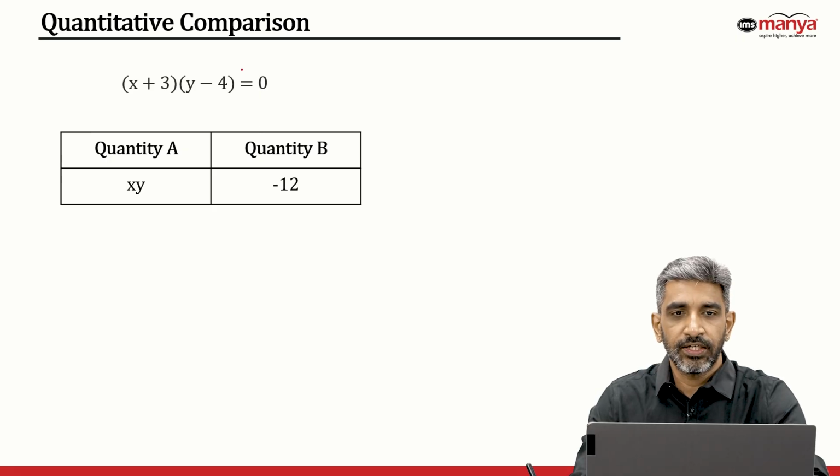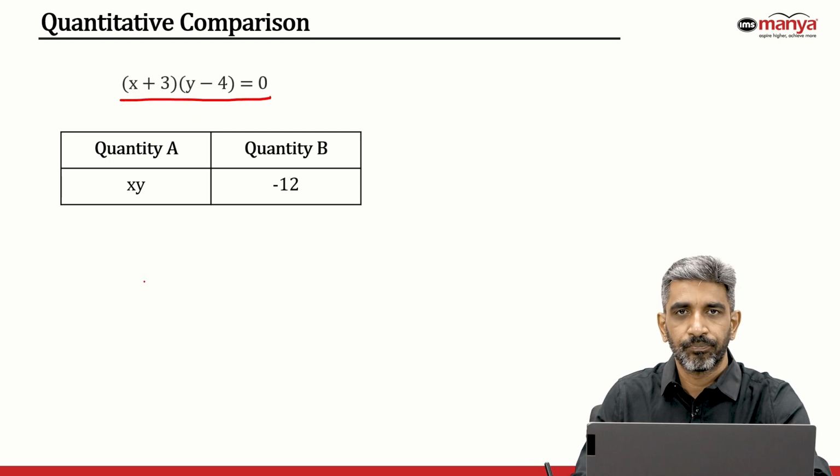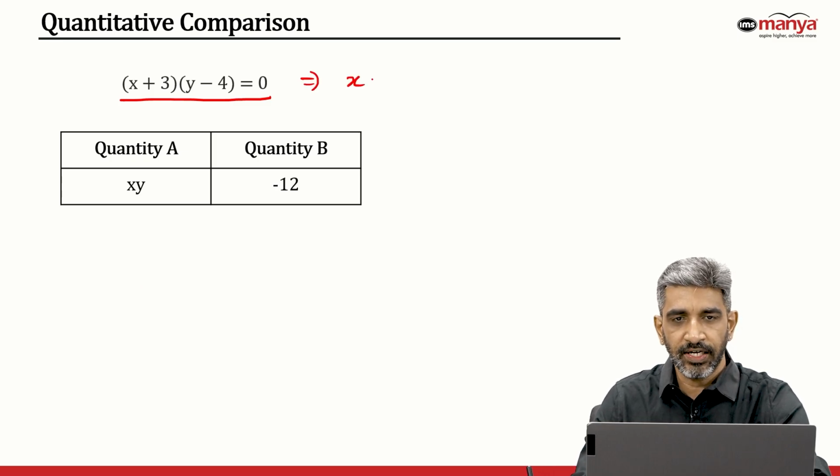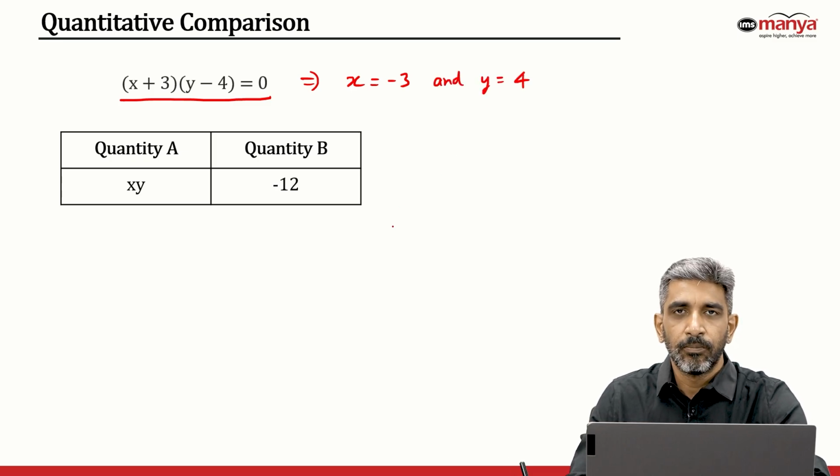So without any further delay, let's look at how to solve this question. This is a quantitative comparison question, as I mentioned. It's an algebra QC question having an equation given as information on top of the quantities. The equation says (x + 3)(y - 4) = 0. So a lot of test takers interpret this as x = -3 and y = 4, which is not fully incorrect, but it's not fully correct also.